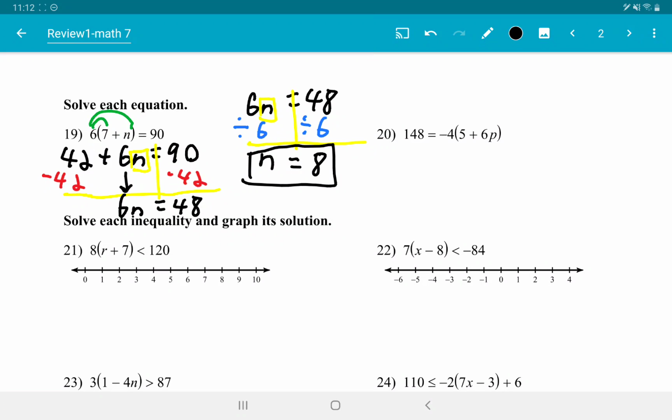So number 20. Just a reminder again. You want to distribute that -4 first before you solve for it. Okay. Remember, think about PEMDAS. Parentheses first. We cannot combine the like terms, so we're good there. There is no exponent. We're going to be multiplying, so that's where the distribution comes in. And then you go from there.